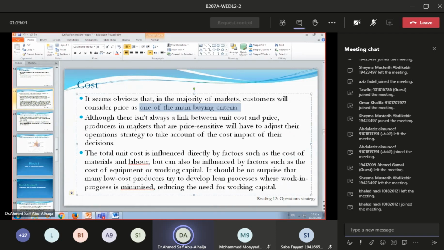Okay, let's complete now. Producers in markets that are price sensitive, this is important. Producers in the markets that are price sensitive will have to adjust or modify or change their operation strategy, their activities, right? To take account of the cost impact of their decisions. What do they say here? As companies, we may serve different markets. Maybe we as a company serve Saudi customers and Jordanian customers.